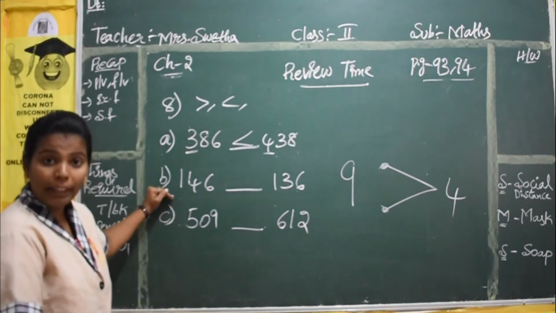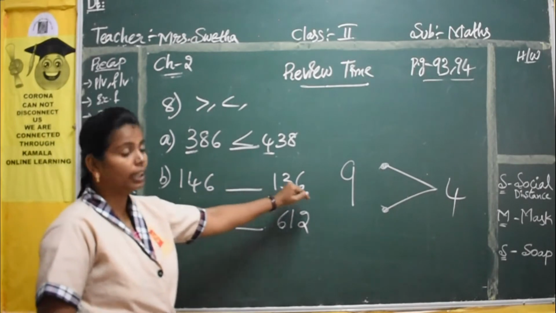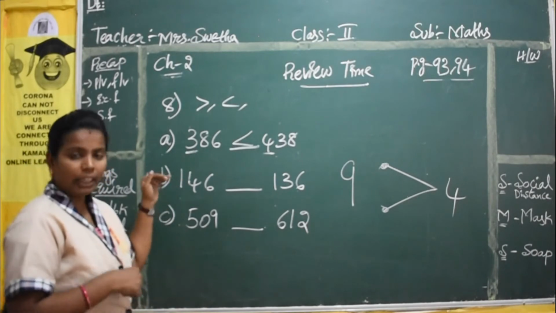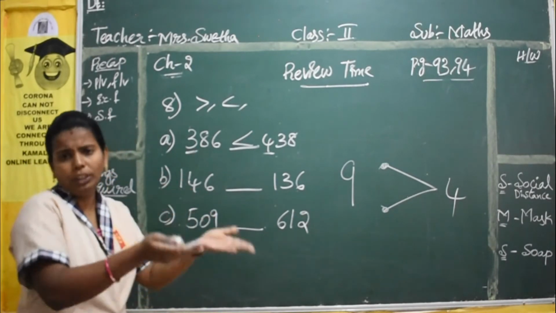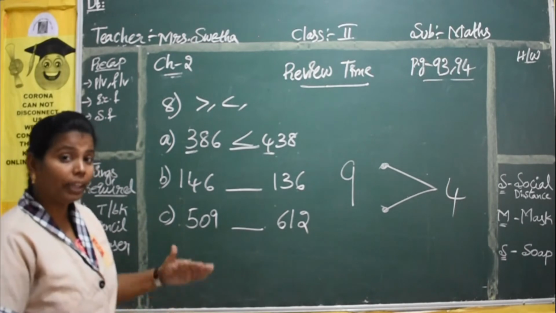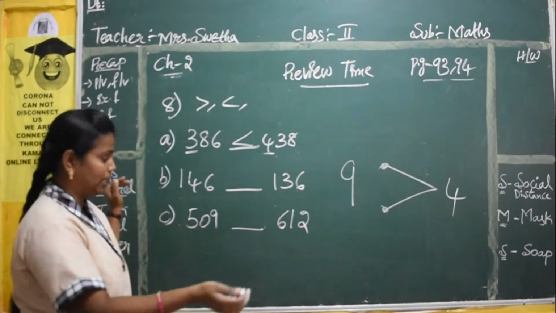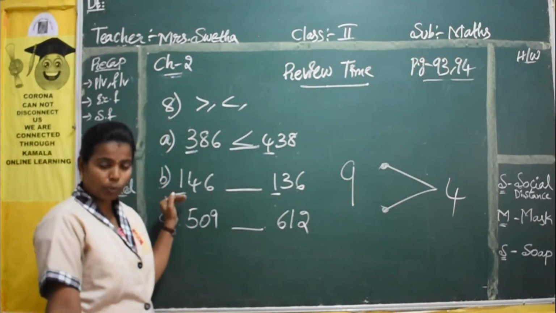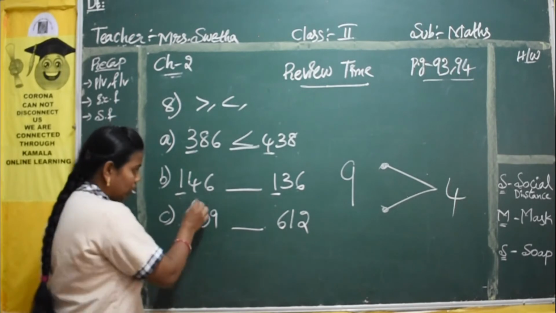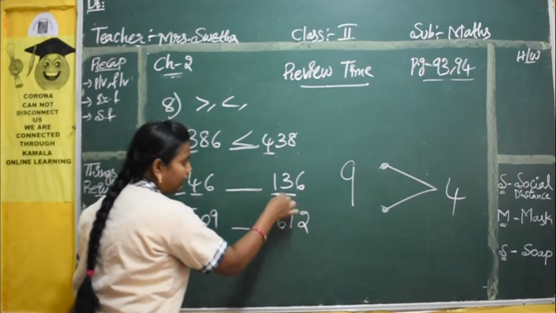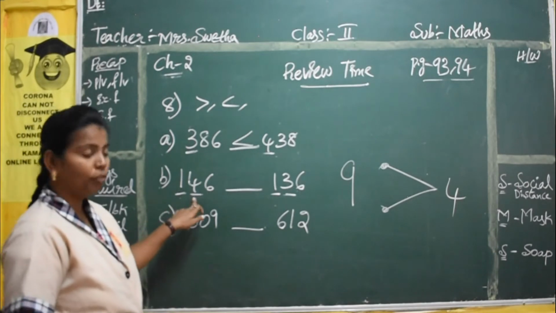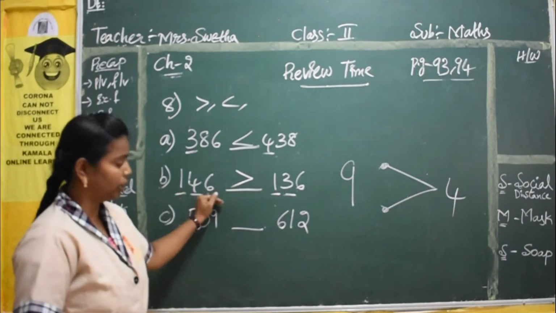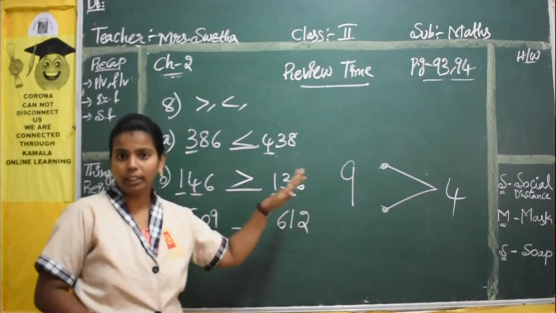Now see B, 146 and 136. Same as before, you have to check each and every digit. If you have identified in the first place only, no need to go to the second place. If you have not identified in the first place, you have to move to the next places. So here 1 and 1. Can you identify which is the smallest or the biggest? No, so move on to the next one. It is 4 and 3. Which is the biggest one? 4, so we will open the mouth to the 4 side. So 146 is greater than 136.